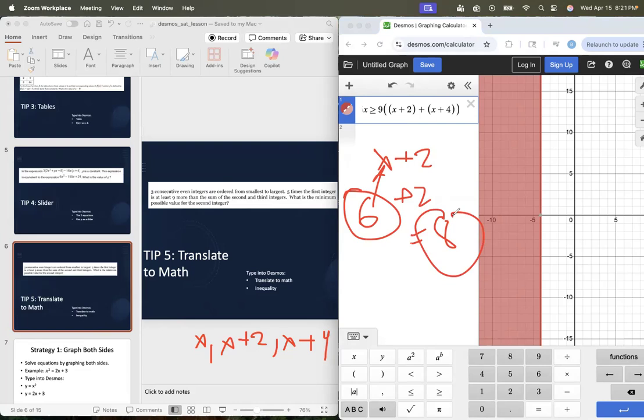This is Desmos in demonstration of how you can solve a bunch of SAT questions.